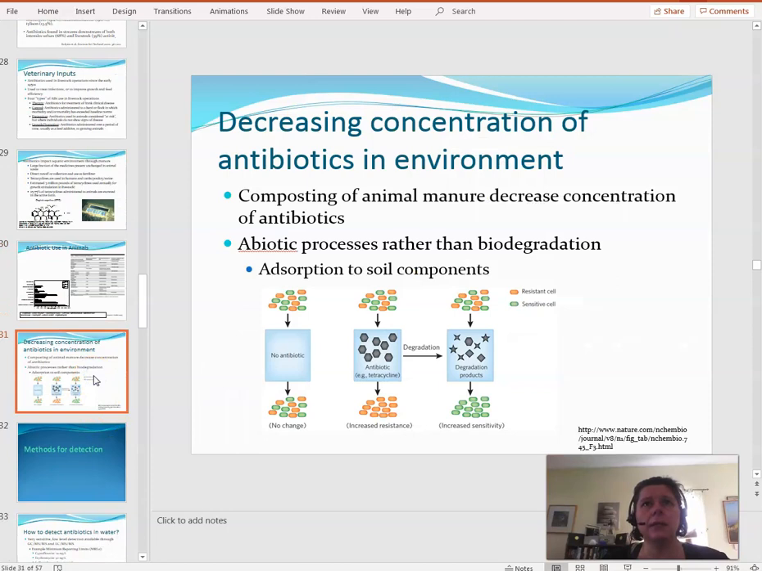Now, decreasing concentrations of antibiotics in the environment. Composting of animal manure has been shown to decrease the amount of antibiotics. So if we compost that manure and let it sit, especially with sunlight, it'll start to photodegrade. If we spread it out, it will degrade with time. Abiotic processes, like I said, so sunlight decreases it. Also sorption. Remember we talked about sorption, that's when something sticks to something. That sorption decreases the concentrations of the antibiotics that are in there.